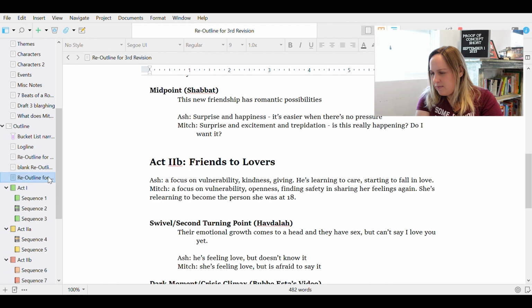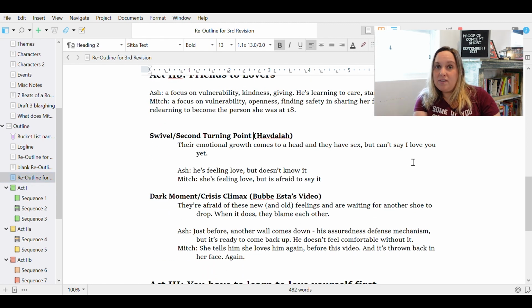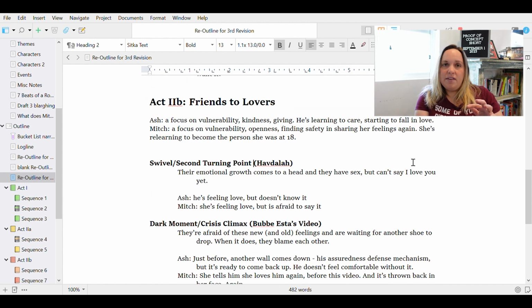And now it is Havdalah. So this is the moment where they have sex for the first time. So this whole friends to lovers thing, this is them continuing their relationship, allowing it to grow, allowing themselves to be vulnerable, become close, and then they bang. Then it all comes to a head and they have sex, and they can't say I love you yet.